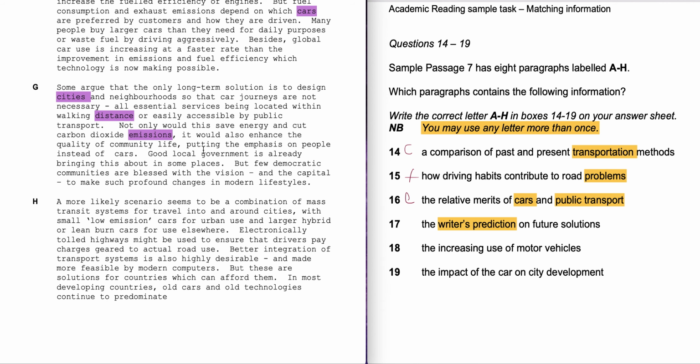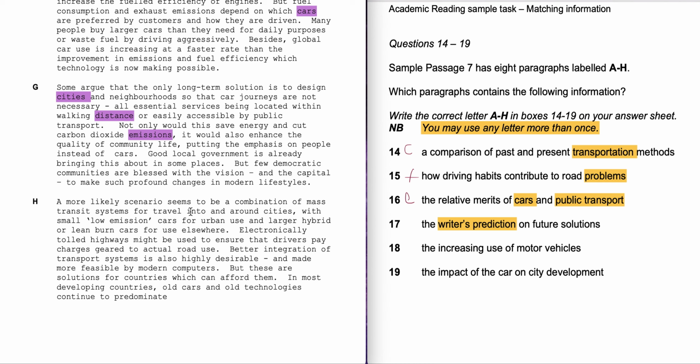We'll go further to paragraph H. A more likely scenario seems to be a combination of mass transit systems for travel into and around cities, with small low-emission cars for urban use and larger hybrid or lean burn cars for use elsewhere. Electronically tolled highways might be used to ensure that drivers pay charges due to actual use.